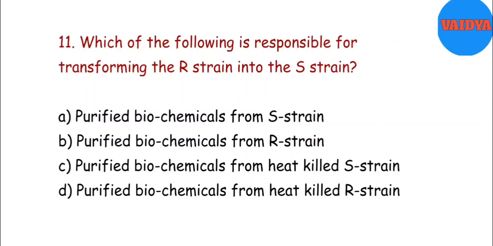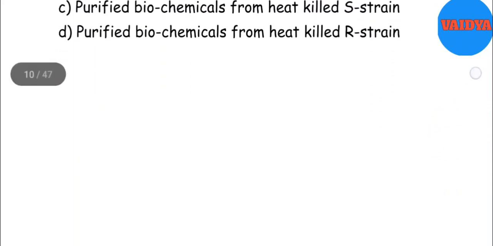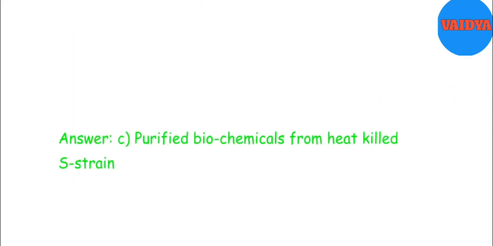11. Which of the following is responsible for transforming the R strain into the S strain? A. Purified biochemicals from S strain. B. Purified biochemicals from R strain. C. Purified biochemicals from heat-killed S strain. D. Purified biochemicals from heat-killed R strain. Answer. C. Purified biochemicals from heat-killed S strain.